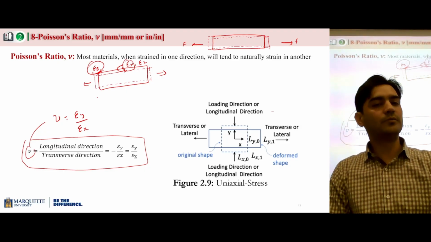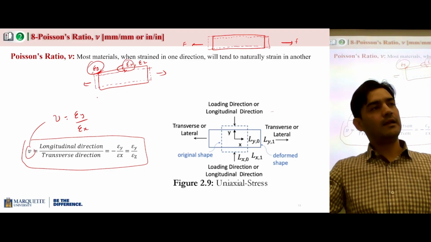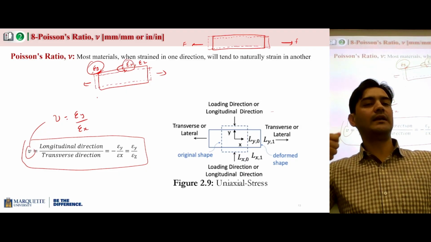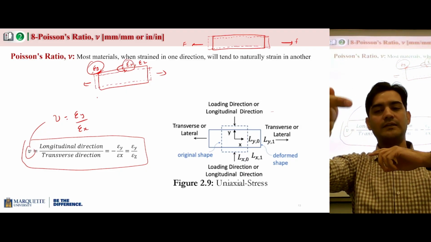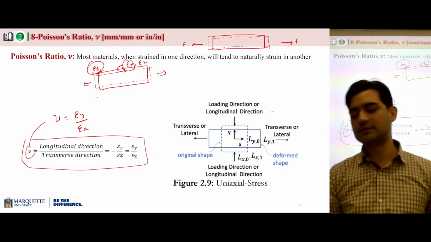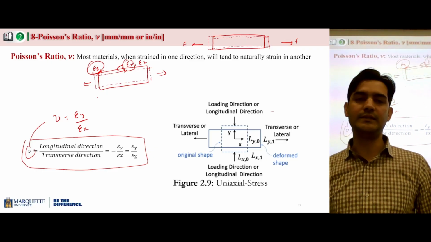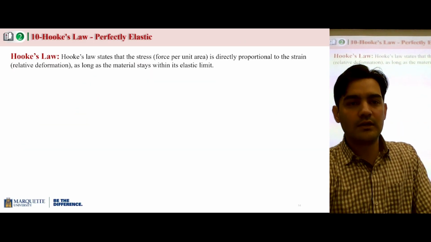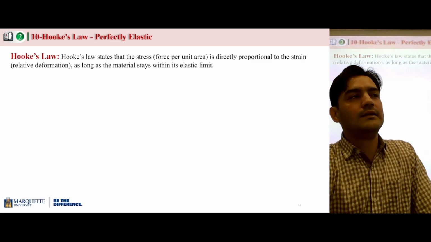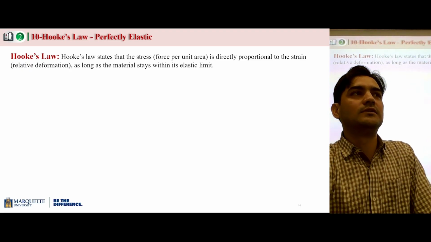So if we know the Poisson ratio, and if we want to calculate the strain in one direction, we can also calculate the strains in the other direction. And when we do the calculations, it's going to get even simpler and even easier. But next time we're going to talk about Hooke's law, and then we'll do some calculations for the chapter.